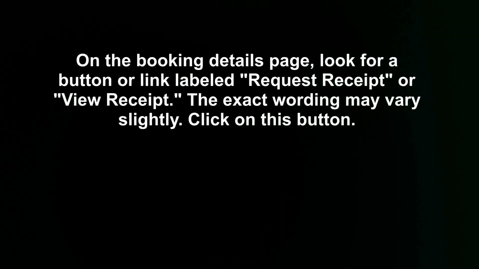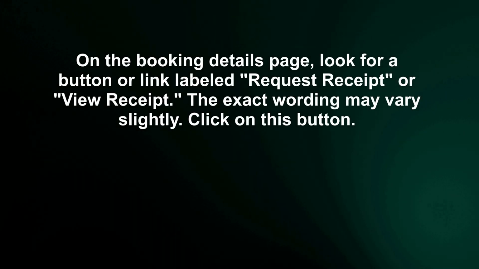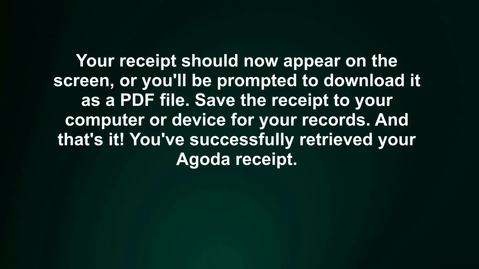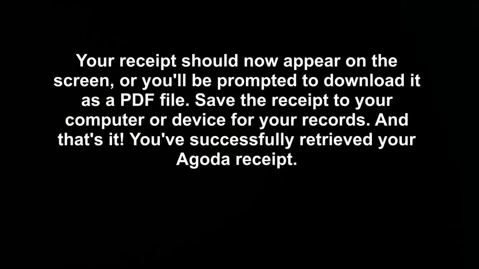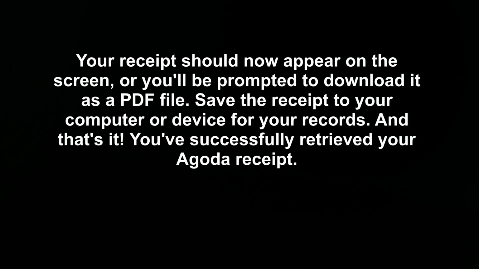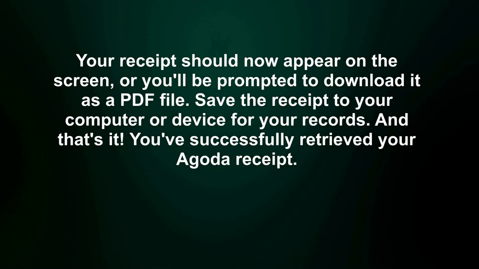On the booking details page, look for a button or link labeled Request Receipt or View Receipt. The exact wording may vary slightly. Click on this button. Your receipt should now appear on the screen, or you'll be prompted to download it as a PDF file. Save the receipt to your computer or device for your records. And that's it. You've successfully retrieved your Agoda receipt.